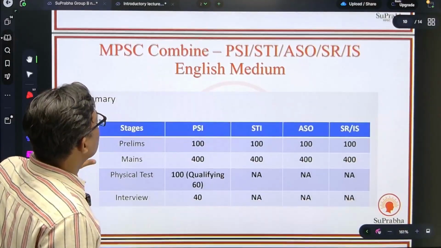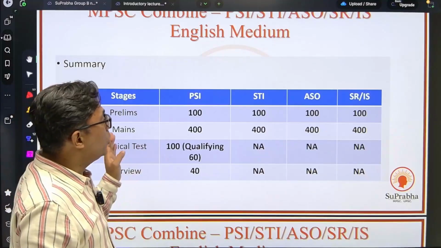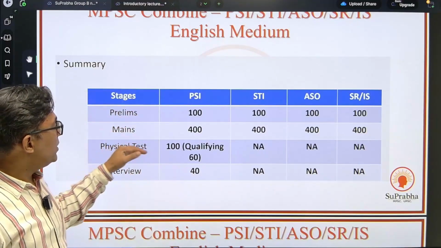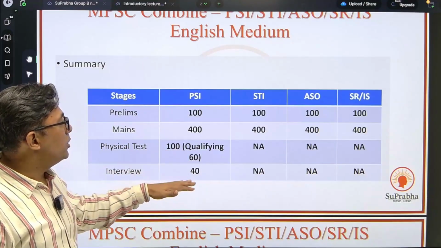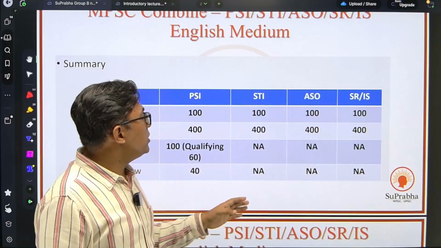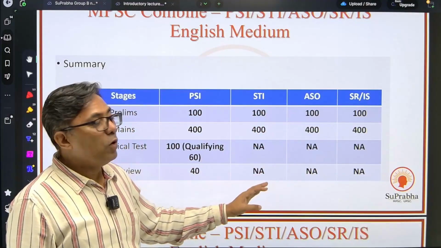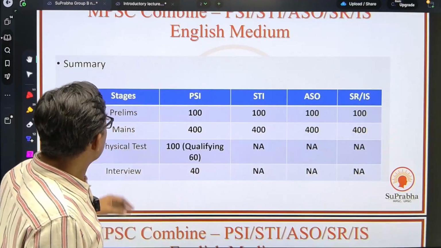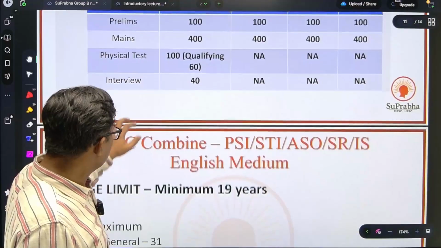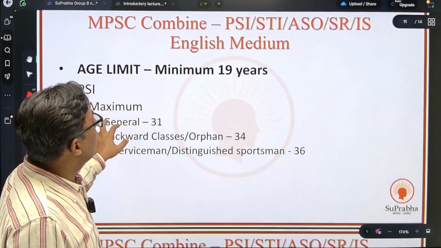Now, if you go for the summary of the different stages, this will give you a clear-cut idea about the scheme of the exam. For PSI, you have 4 stages: prelims, mains, physical test, that is qualifying, and interview. These are the 4 stages for PSI. For all the other posts, you just have prelims and mains. You don't have any physical or interview for these posts. So these are the different stages of the exam for the combined. And prelims and mains, as I have told you, are all MCQ objective type.